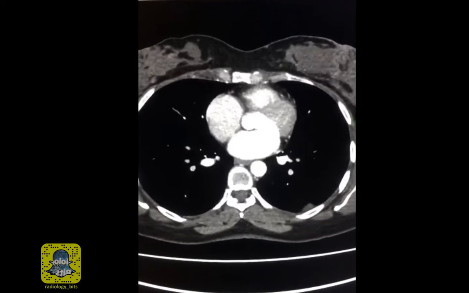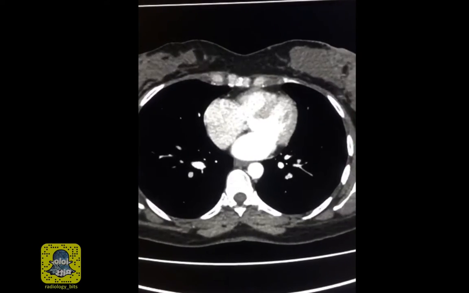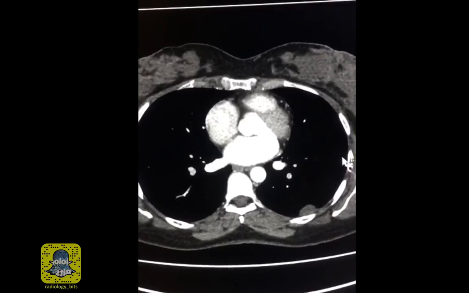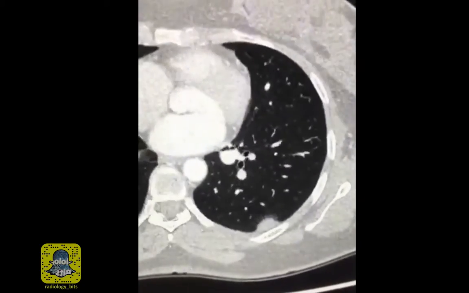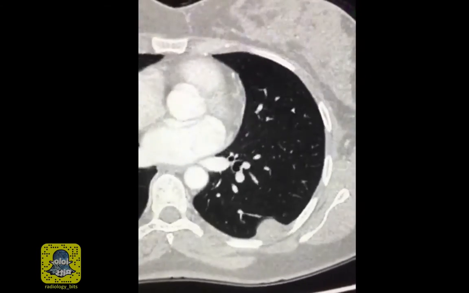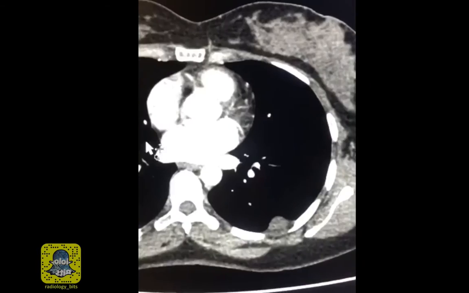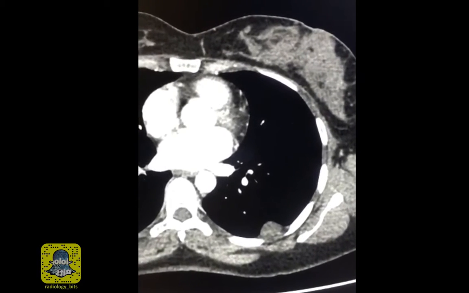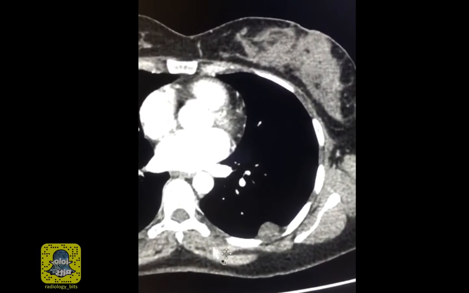And here's the CT scan on the same patient with intravenous contrast. This is the appearance in lung window. So after all, the lesion is not in the parenchyma, it's outside of the parenchyma and based on the pleura.